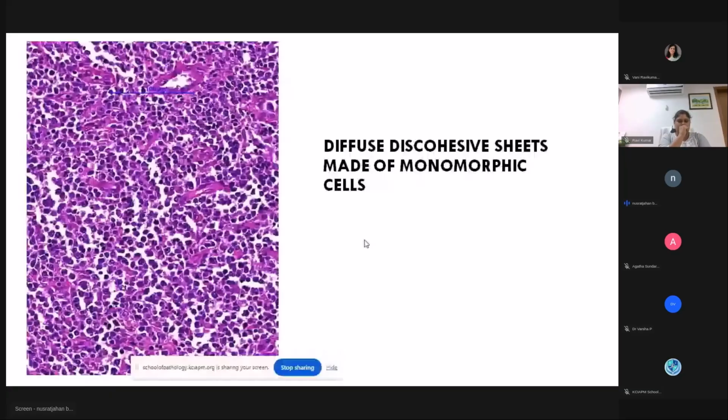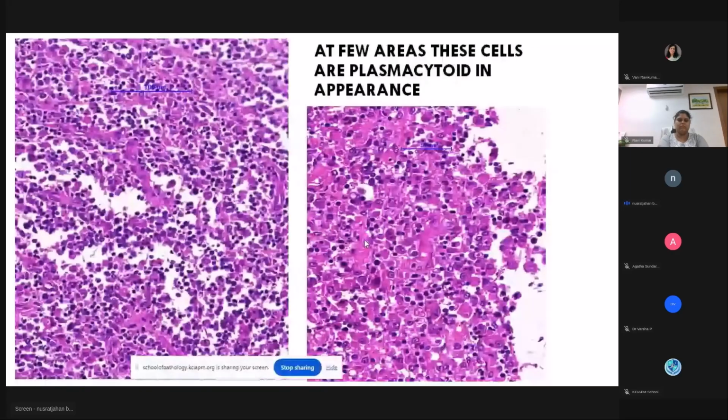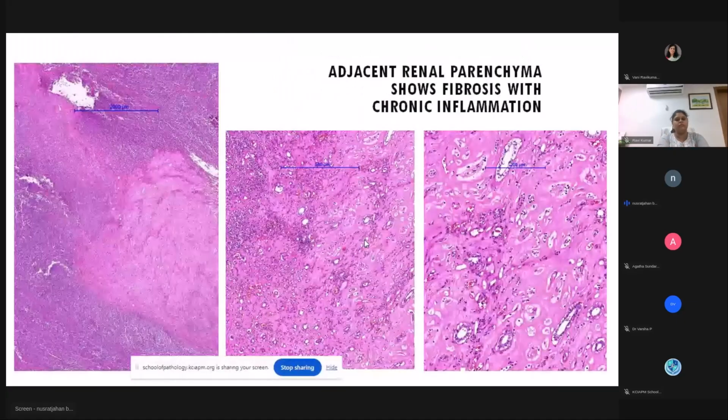These cells are round, monomorphic, with indistinct cytoplasm. The nucleus shows clumped chromatin and prominent centrally placed nucleoli. These cells are admixed with scattered mature lymphocytes. At a few places, these cells show a plasmacytoid appearance. The adjacent renal parenchyma also shows dense fibrosis with chronic inflammatory cell infiltration.